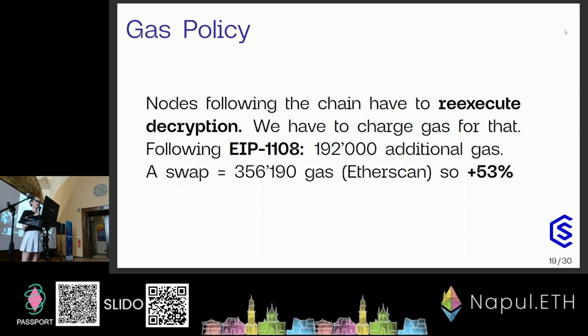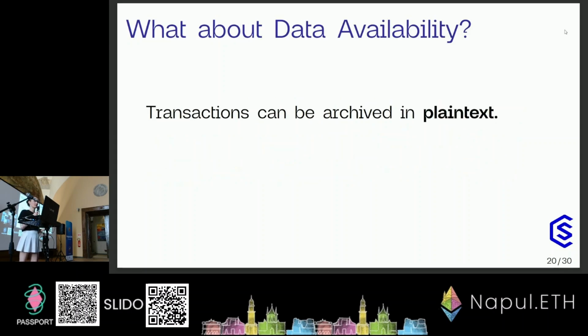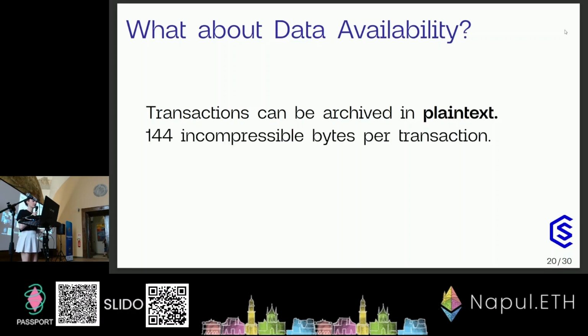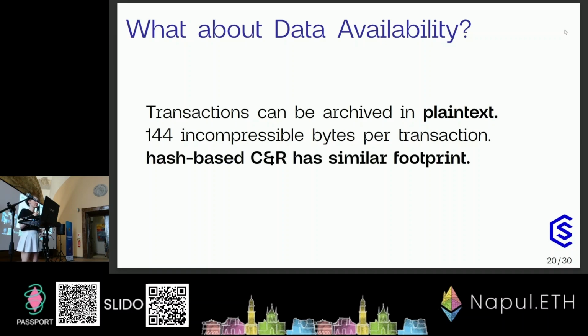The other question that we have is, what about data availability? Well, first off, we can store decrypted transactions after they've been executed in plain text, which means that we can still compress them like we do today. But there's some extra additional data to prove the encryption, which goes down to 144 bytes. Now the question is, is this comparing apples to apples? If you were to instead post commitments and then open them, would you have a similar footprint? Depends how you measure, because you have to do transactions.